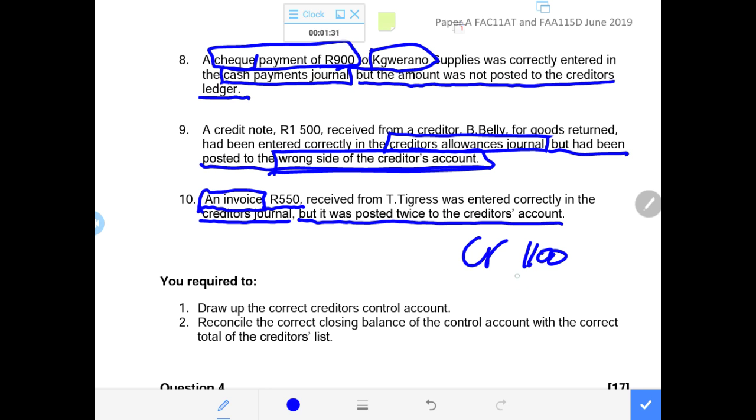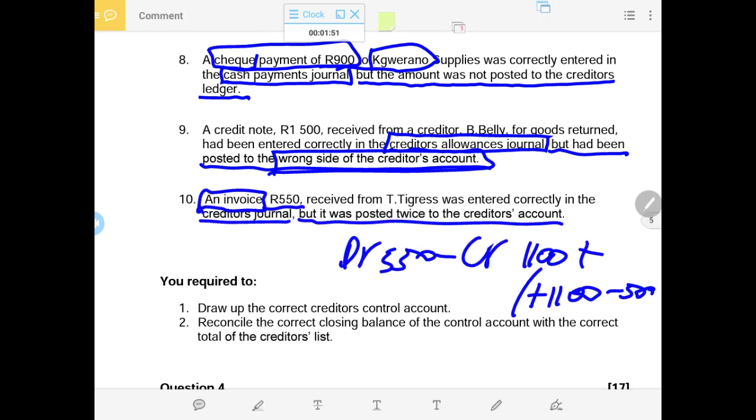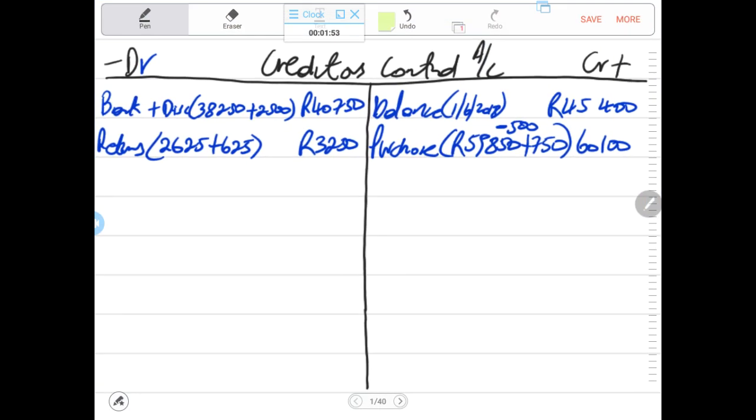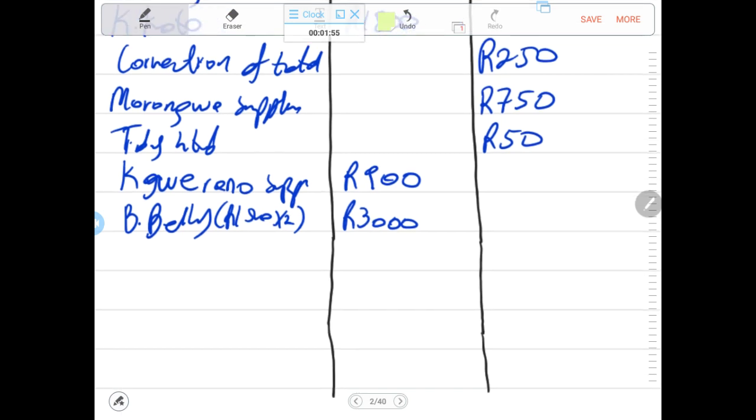So how do we cancel this? We need to say on the debit side, record 550, so that we have a plus this side and minus this side. So it will be plus 1,100 minus 550, and we are left with 550 sitting on the credit side. So now let us go and do the same thing under the list of creditors. We record the 550 of Tigris, if I still remember.